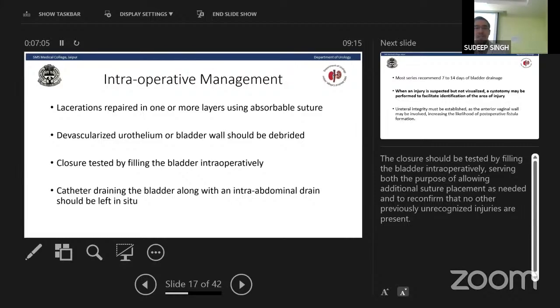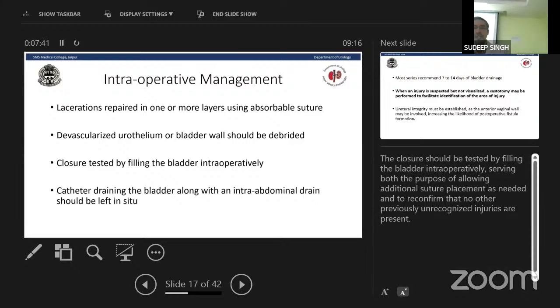The devascularized bladder wall epithelium should be debrided, and the closure should be tested by filling the bladder intraoperatively. This is very important to check for the closure of the bladder, and we do it by filling the bladder intraoperatively with saline or a dye. It serves the purpose of both allowing additional suture placement if needed, and reconfirming that no previously unrecognized injury is missed.